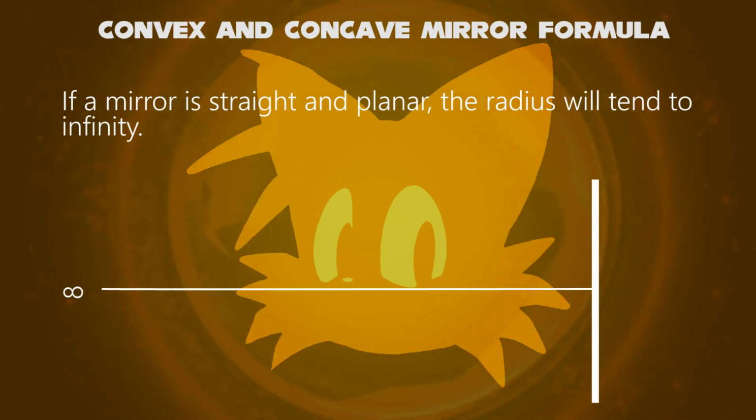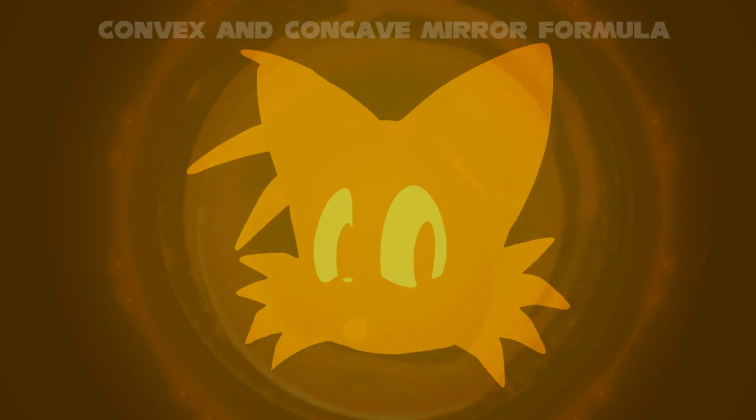Lastly, what happens if a mirror appears to be plane and flat? Its radius perpendicular to the surface of the mirror tends to infinity. Neither you may find the center, nor the focus, same way for the convex mirror. So in this topic we have learned about convex and concave mirror formula.